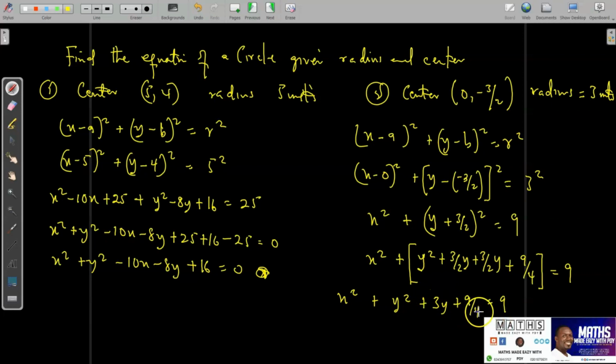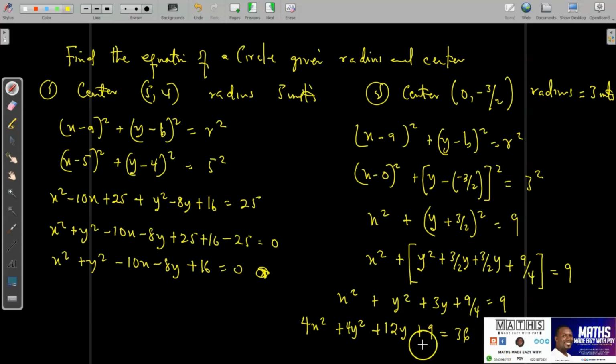Now we can leave the answer in a fraction form. At this point, we need to multiply through by the LCM, and the LCM is 4. So when you multiply through by the LCM, you end up getting 4x squared plus 4y squared plus 4 times 3, which is 12y, and then plus 9 equal to 4 times 9, which is 36. My people, are you with me? I hope no one is confused as to the expansion and simplification we're making.